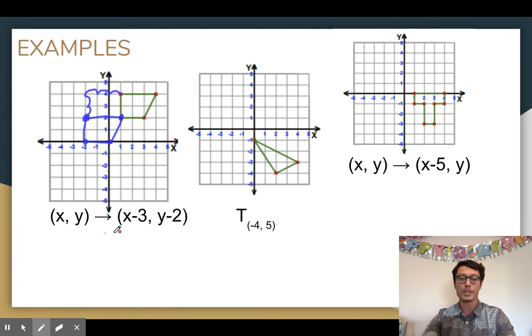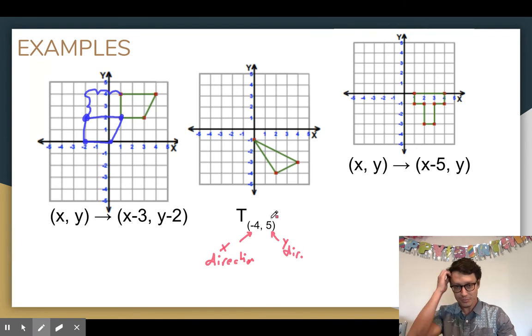Okay, that is the most common way you will see the rule. (x, y) changes to (x - 3, y - 2). But again, remember, you can also see it as capital T, x direction, y direction. So this here is the x direction. This here is the y direction. I'm not going to write the whole direction.